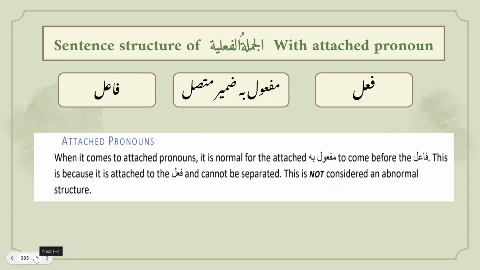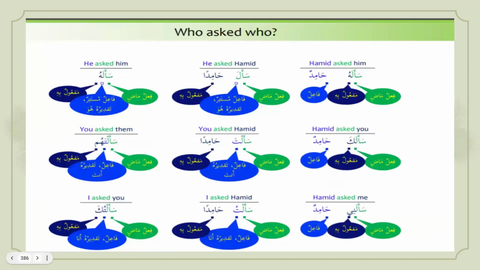Okay, attached pronoun. And here are examples. I think I showed you this slide in lesson 19 when we were doing past tense. Here are examples of attached pronoun, and you can see sa'alahu Hamidun, Hamid asked him. So the 'hu' is coming before the doer, Hamidun, the outside doer. But this is a regular sentence structure. Sa'alahu Hamidun, Hamid asked him.